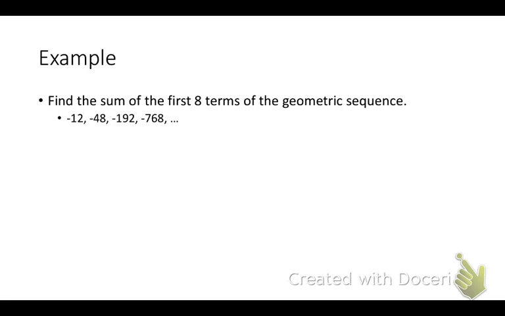So here in example 2, case 2, whatever you want to call it, it says find the sum of the first 8 terms of the geometric sequence. Now again, you have 4 of them here. You could figure out what the next 4 terms are and add everything up and do it that way.